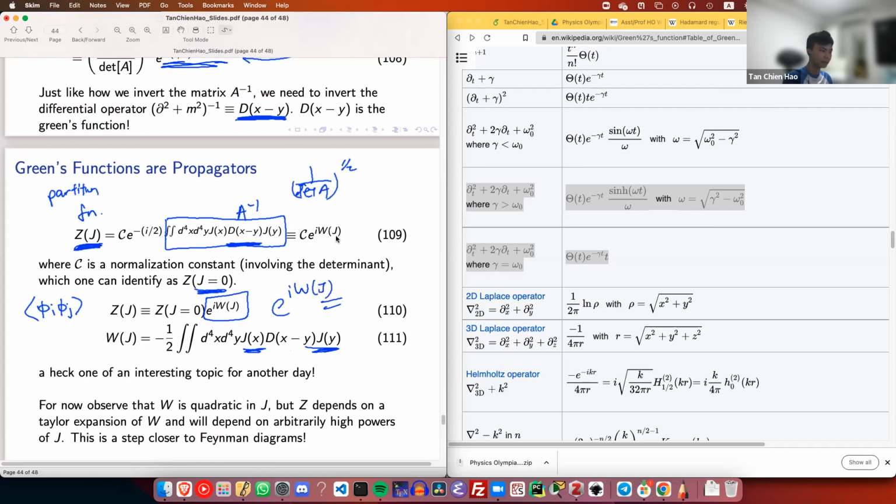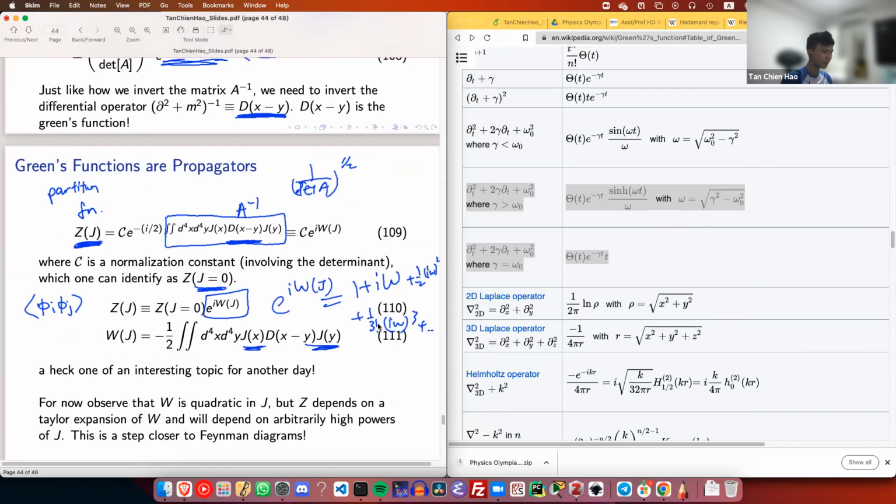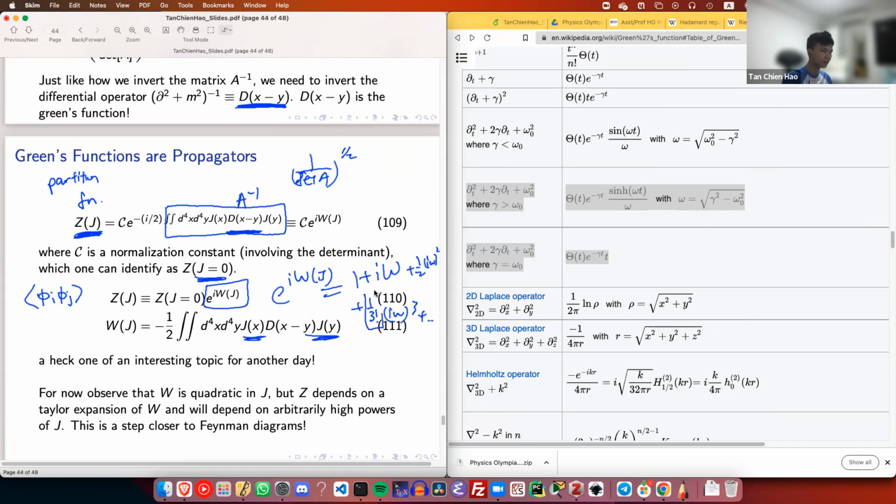So if you expand it in Taylor series, you have 1 plus iW minus W squared over 2, and then plus and minus i terms. Basically, you expand it in greater and greater powers in the Taylor expansion. So you see that W cubed will have 6 powers of J and so on. And at the same time, this term gets smaller and smaller.